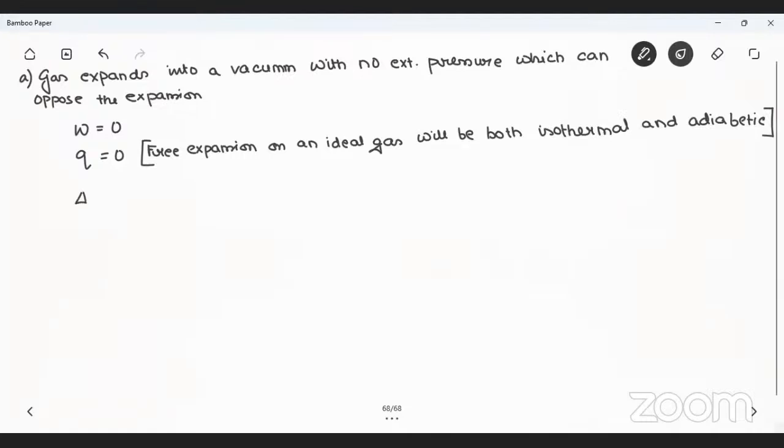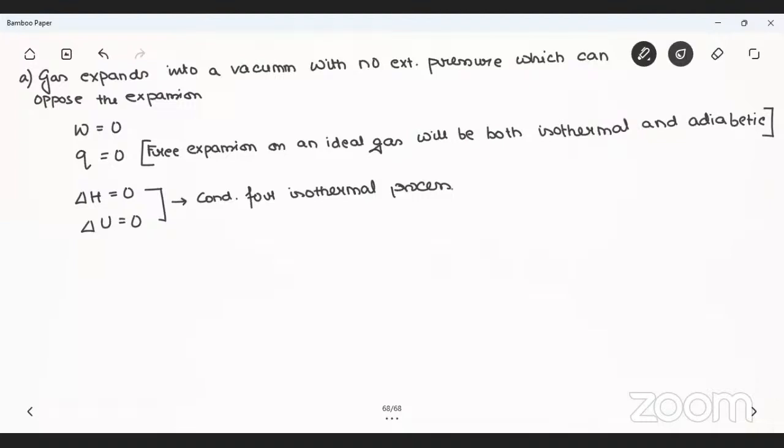And we know delta H is equal to 0. Delta U, internal energy change, is also 0. Why? These are the conditions for an isothermal process. And in the question, it is already written that it is an isothermal process. So, for question number 1, everything will be 0. Is this part clear?